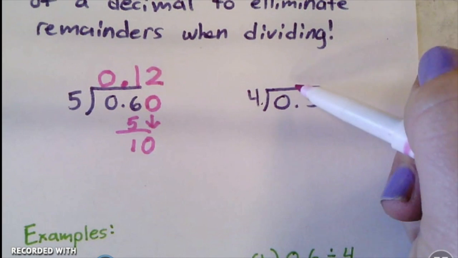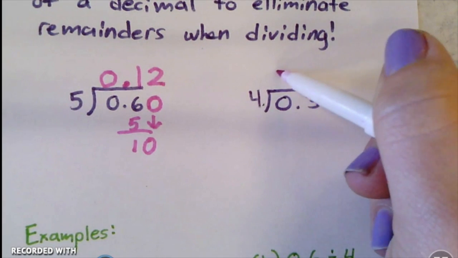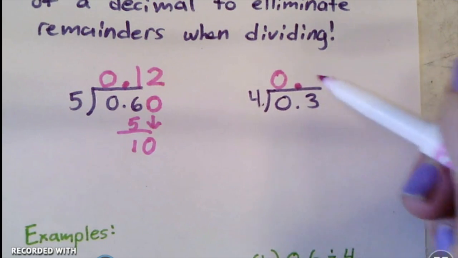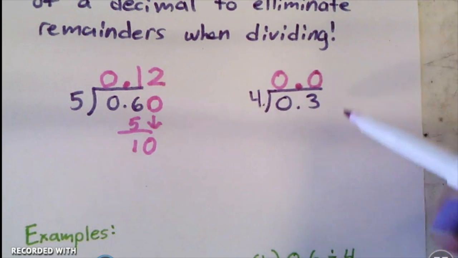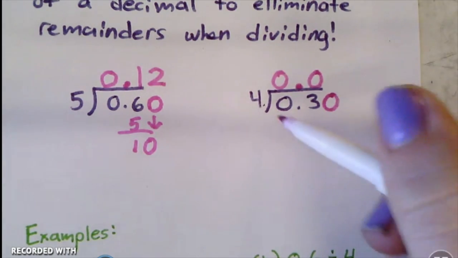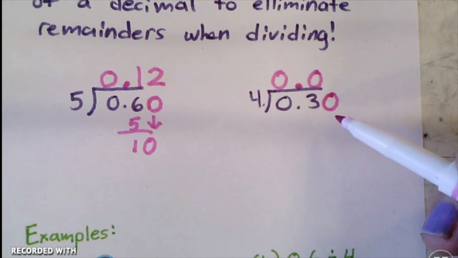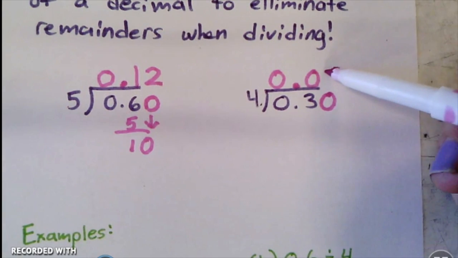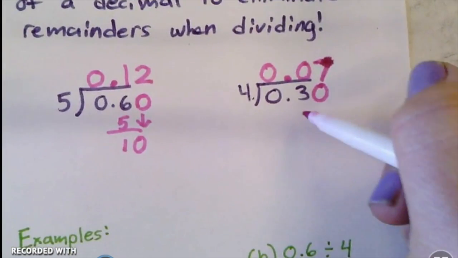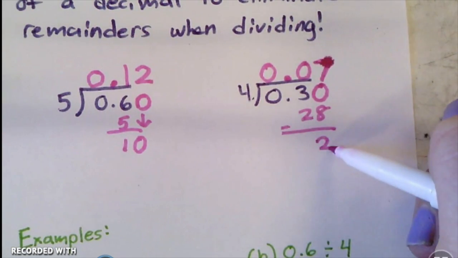So decimals in the house, raise it to the roof. 4 goes into 0, 0 times. 4 goes into 3, 0 times. I'm going to add another 0 here. 4 goes into 30, how many times? 7 times. 4 times 7 is 28. 30 minus 28 is 2.